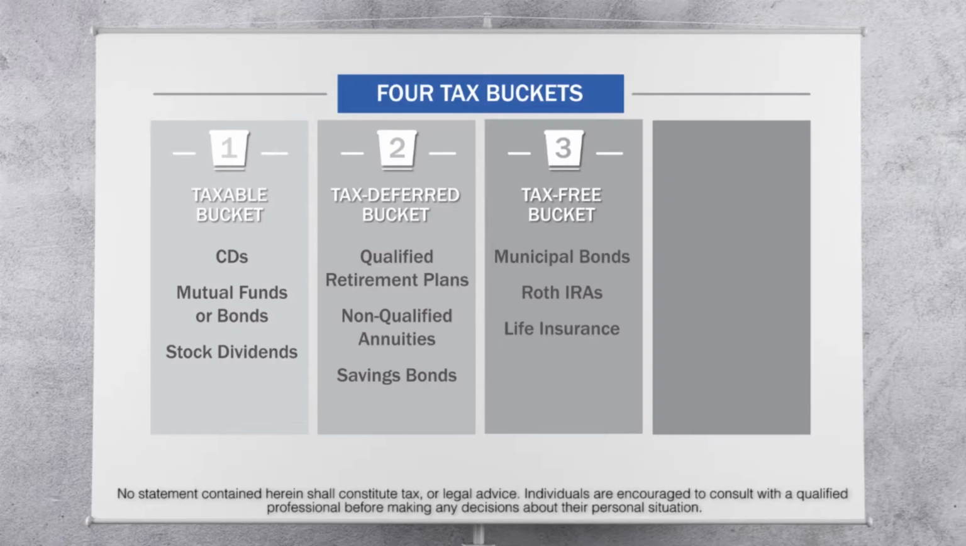Finally, the fourth bucket is income and estate tax-free possibilities. That's where you get into charitable trusts or other similar arrangements. Here's what you need to know.